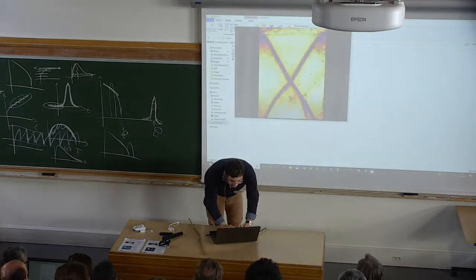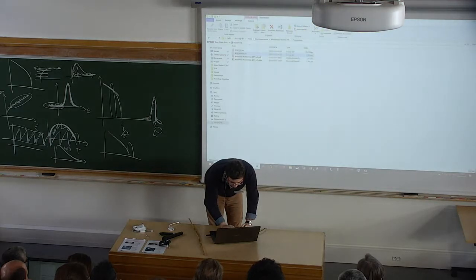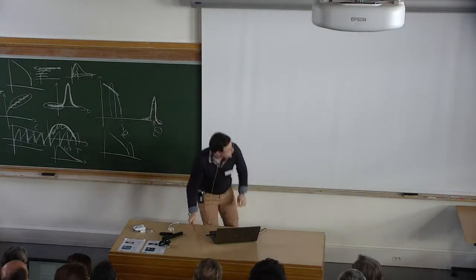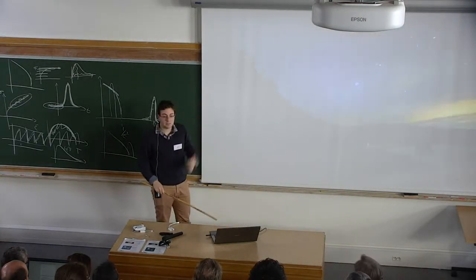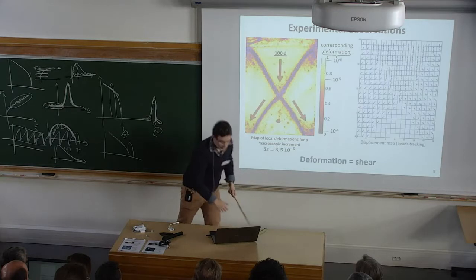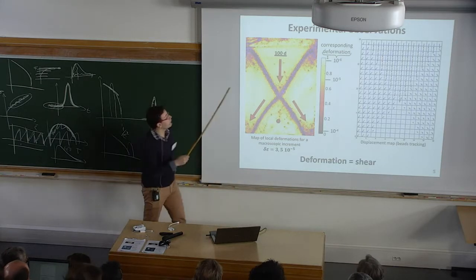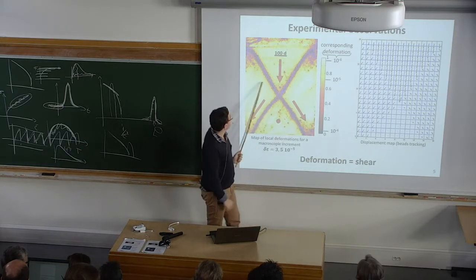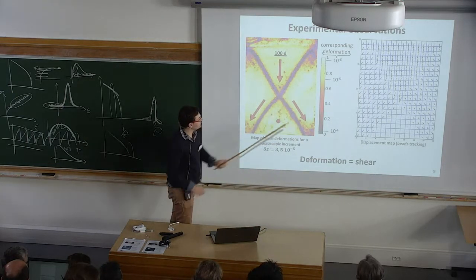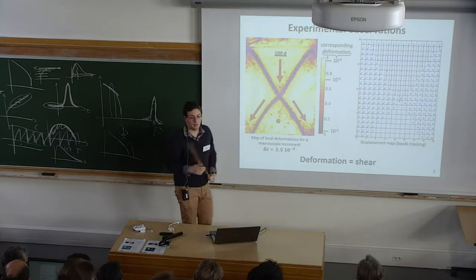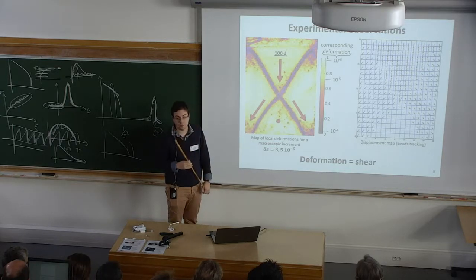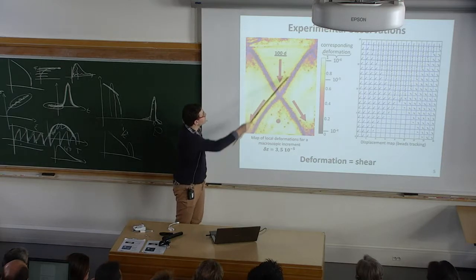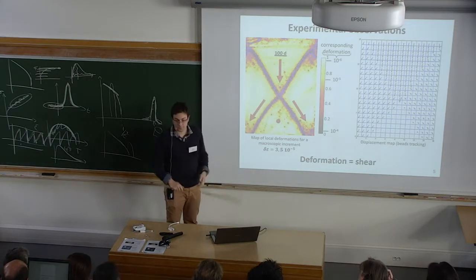With our optical method, we are able to make bead tracking, and we are able to get the displacement map of our sample. So we can see that the block at the top is translating to the bottom, this one to the left, this one to the right, and the block here doesn't move. So we can see that the deformation that we observe in these bands corresponds to shear.